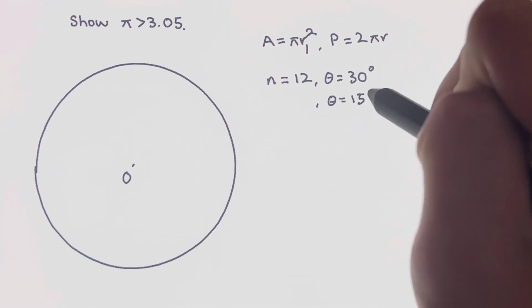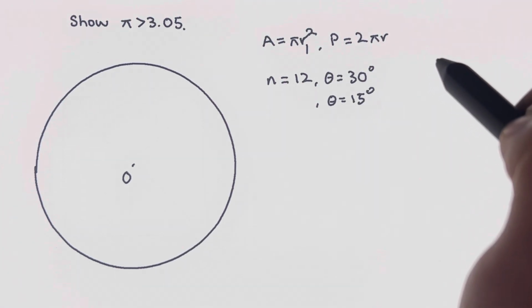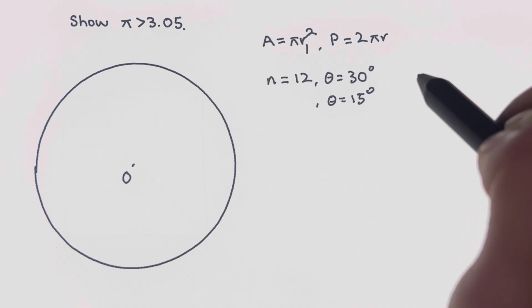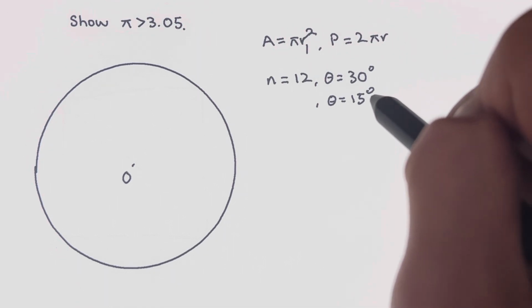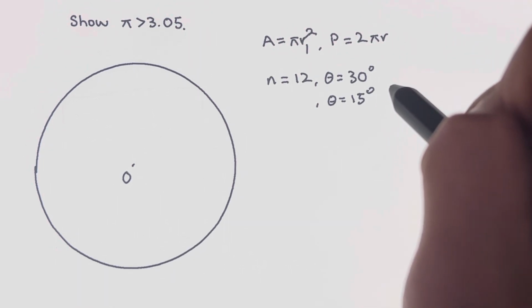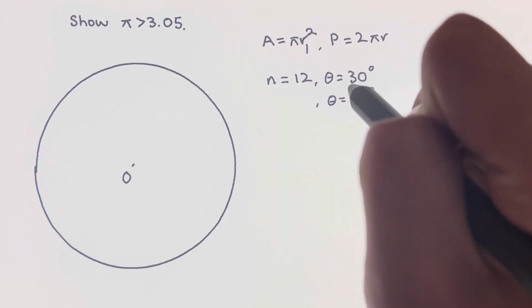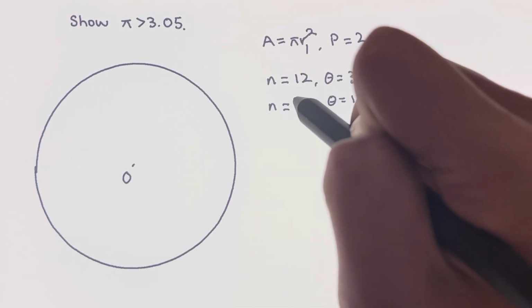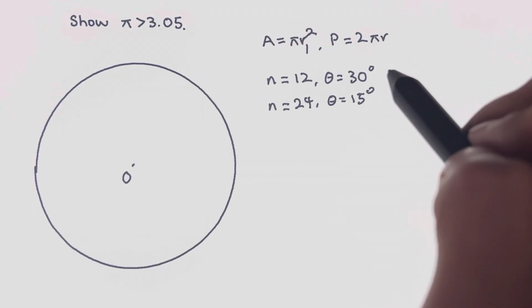15 degrees can be used because we know that by the double angle formula, 15 degrees is half of 30 degrees. So if you have a triangle that has 15 degrees as one of the angles, we can manipulate the triangle to get a 30-degree triangle. So when the angle is halved, we know that there must be twice as many sides. So n equals 24. So here we have a 24-sided polygon.